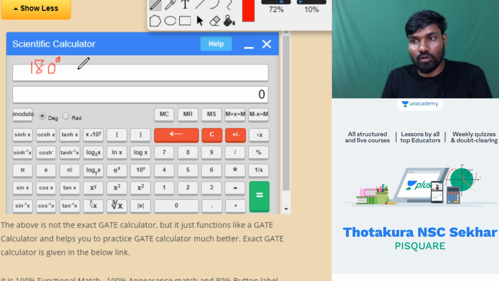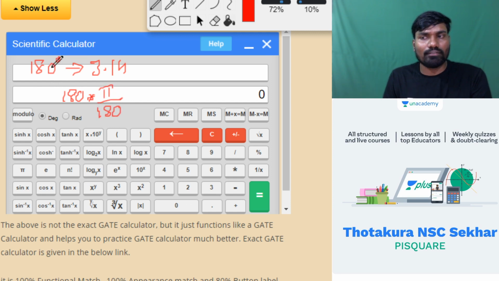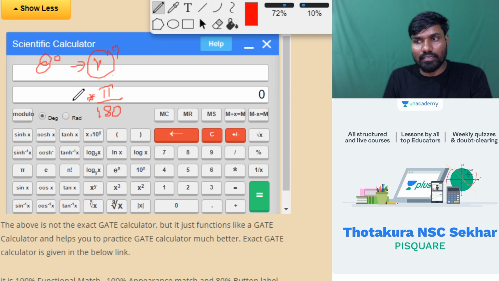180 degrees, if I want to convert into radians, we know it is 3.14 radians, right? Pi radians or 3.14 radians. So how do you perform it? To convert from degrees to radians, you will do 180 into pi by 180. Whatever the angle, suppose some theta degrees I have here and I want to convert into radians, then mathematically theta into pi by 180 will give us the radians.